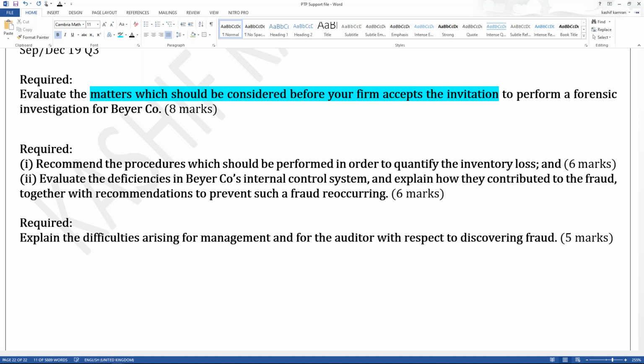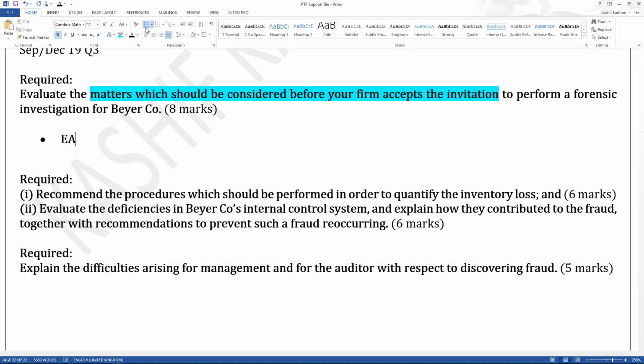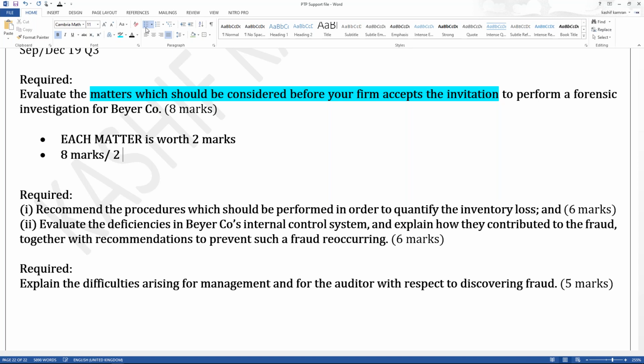So whenever a question comes on this, each matter is worth 2 marks. Is that clear? Each matter is worth 2 marks, which you should consider before your firm accepts the invitation. So how many matters will you be writing for an 8 marks answer? 8 marks divided by 2 is equal to 4 matters to complete the answer, right? That is the marking scheme for evaluate the matters, right? Go to the next question.